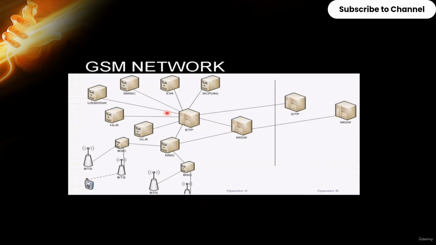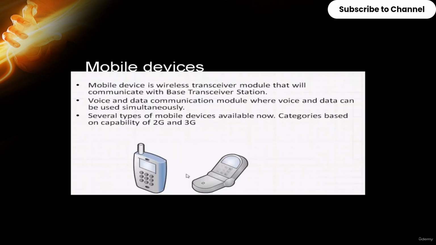Next, it has various types of devices, like the SMSC, the short message service center, for the SMS we are sending and receiving. Here it also holds various information like IMEI and MSISDN. Likewise, all the modules are integrated with an operator. Whenever a user moves from one station to another station, the information is shared between them. So this is a mobile device.